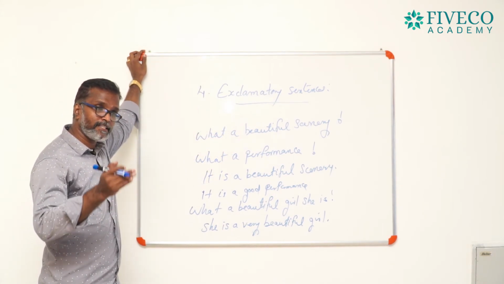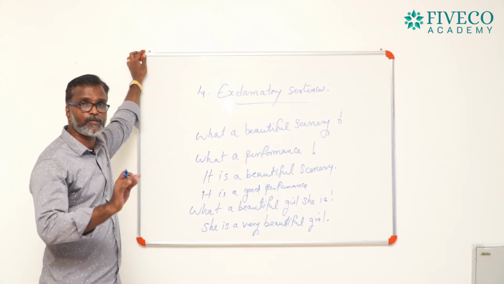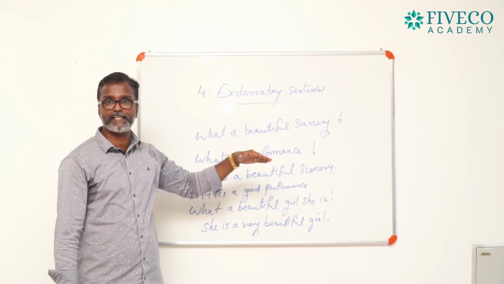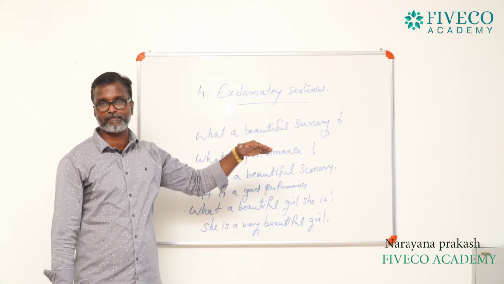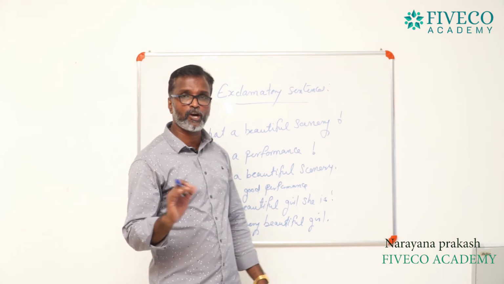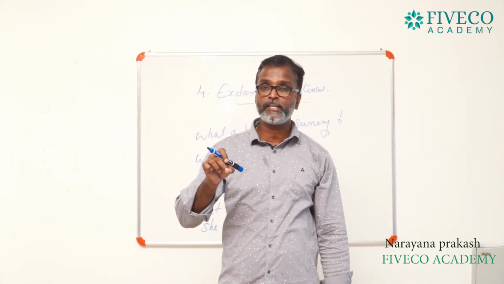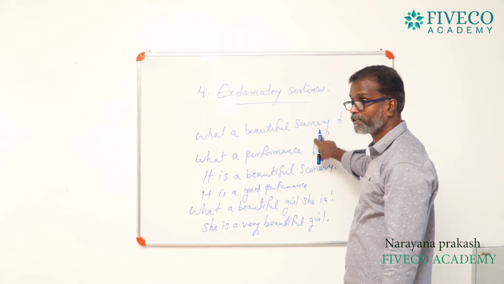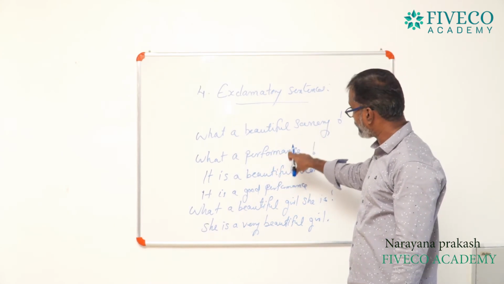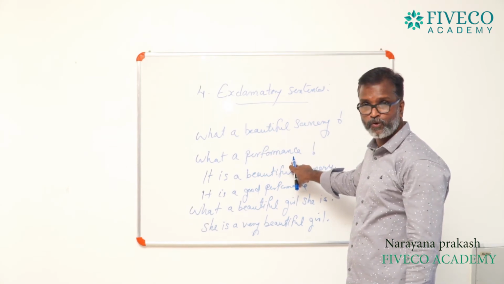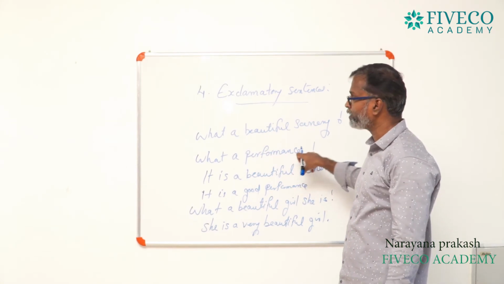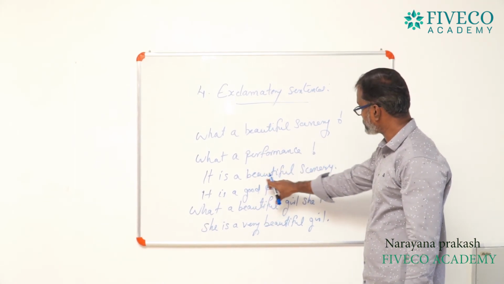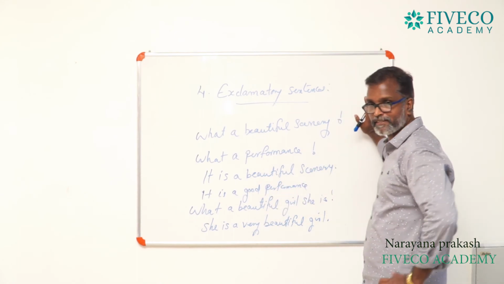And you can convert these types of sentences into assertive sentences. At that moment, if there is no subject in the sentence, you can use "it" as a subject. In some sentences there may not be any subject, and then you can use "it" as the subject. For example, "What a beautiful scenery", there is no proper subject. And the next one, "What a performance", there is no proper subject. So what we did, you can use "it" as a subject. So: it is a beautiful scenery, it is a good performance.